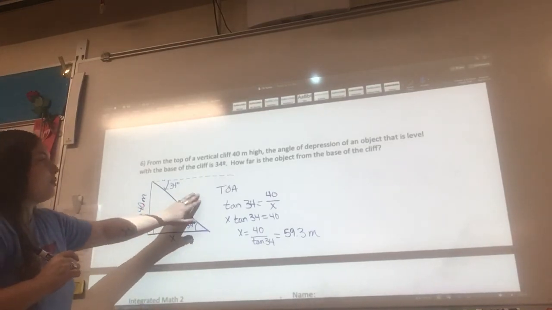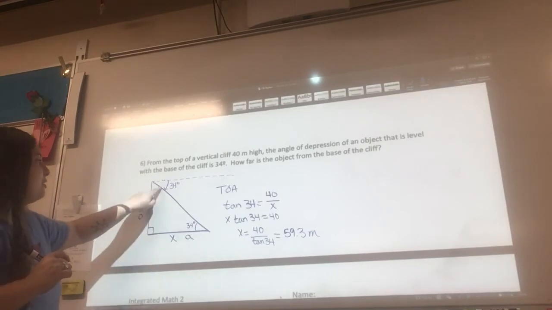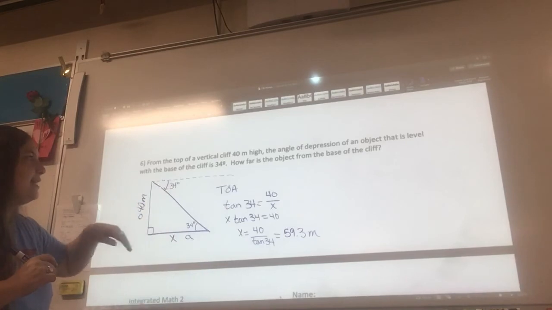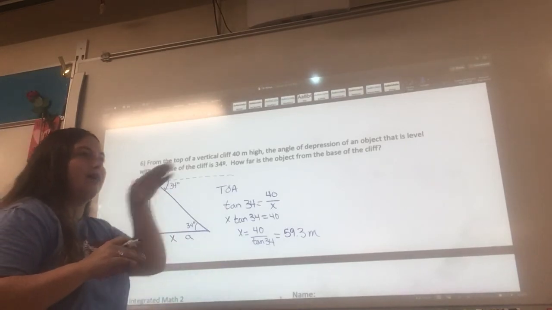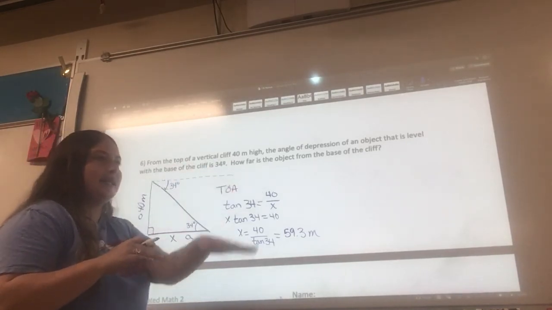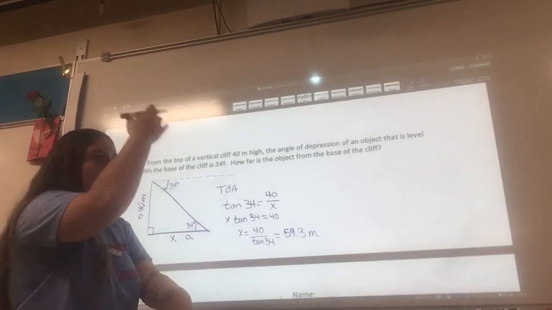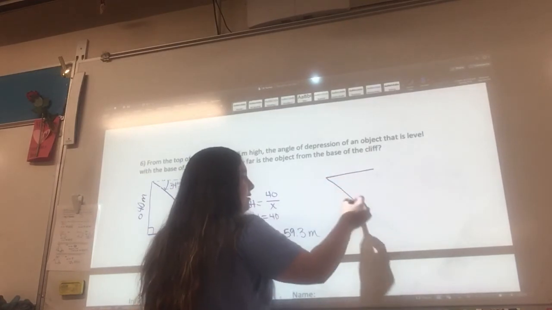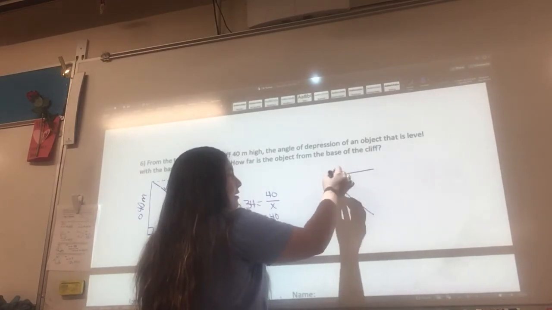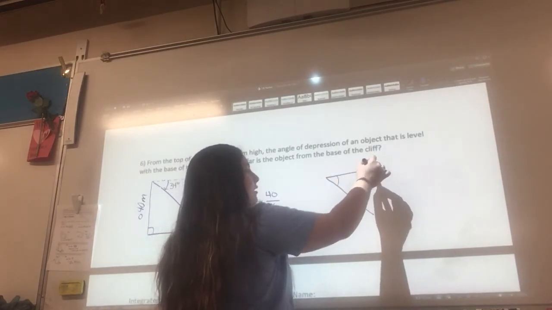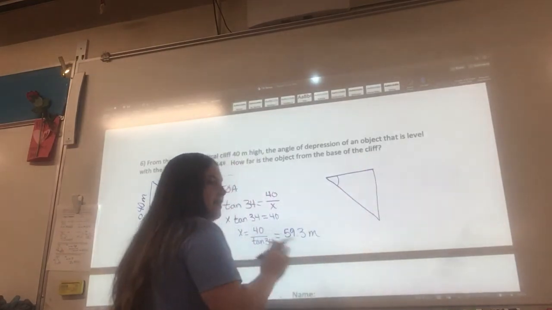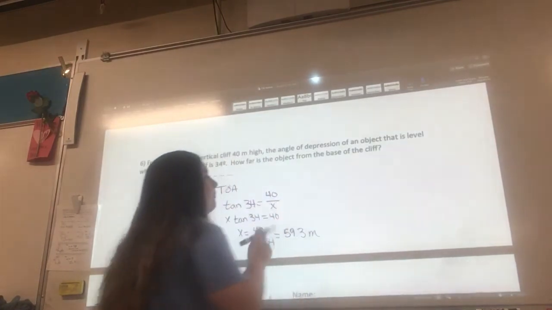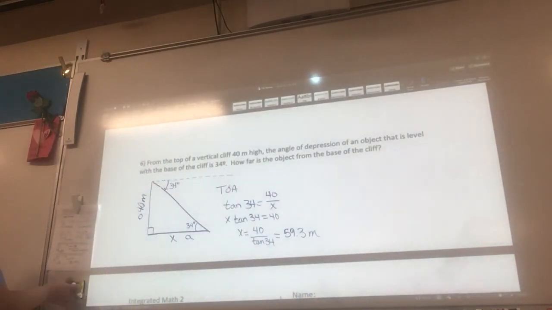So angle of depression. The only time your angle of depression is not looking like this one is if it says I start here, looking down at the object, and I want to know how far away from the top to the bottom is. So here's my line of sight, here's my angle of depression, how far is it from this point to this point? And then you don't have to do the switcheroo, okay? So just as a reminder.